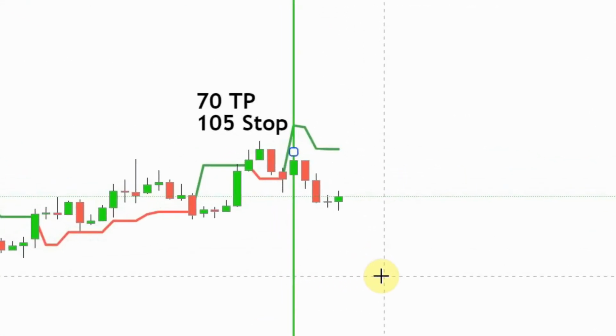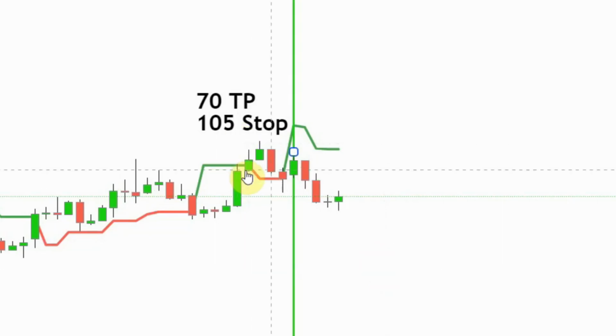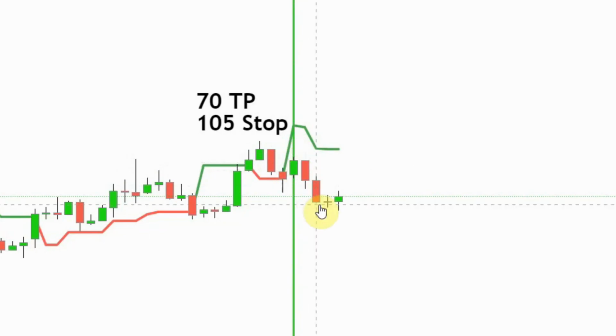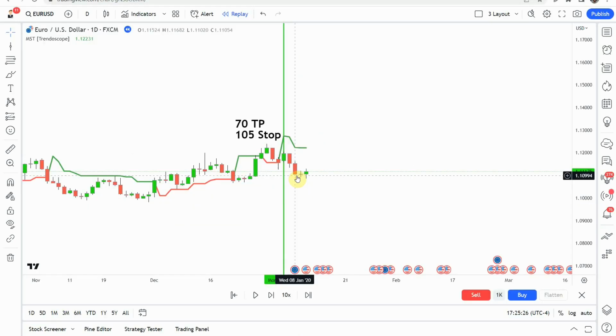Alright, so the first trade that we pick up is a short signal. You can see that price breaks below that line there, and you can see that we get a nice push to the downside that got us to our take profit.